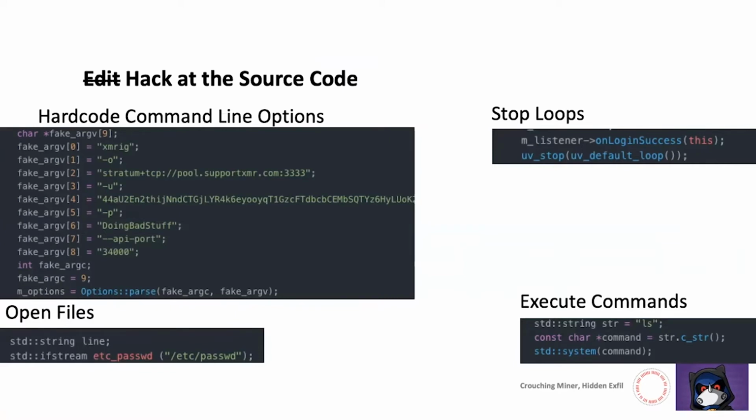You can also execute arbitrary commands. Here's an example of executing ls. I'm sure you can think of more useful commands as an attacker. There are a couple of takeaways here. First is that I'm not a programmer. I was certainly not a C++ or C programmer. XMRig is written in C++. However, I was able to search around and easily find solutions to the problems that I had. How do you open files? How do you stop loops? How do you execute commands? It's as easy as searching Stack Overflow, basically copying and pasting the code in there and running it.